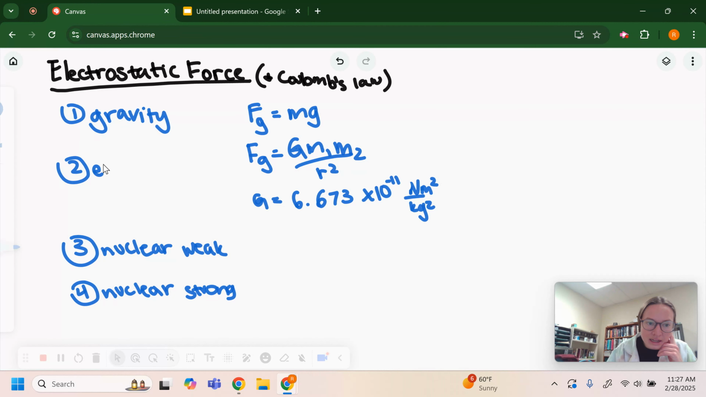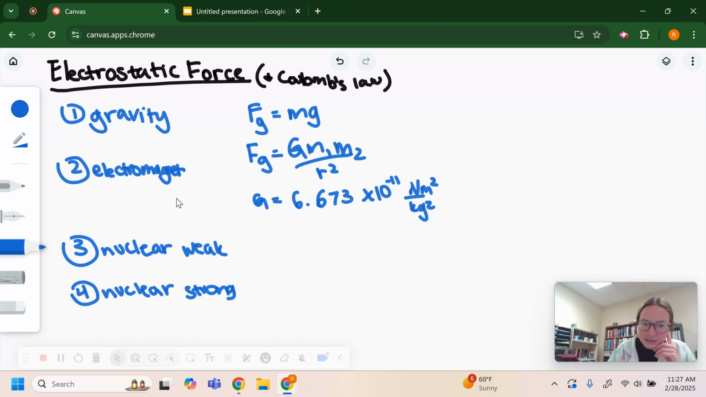It's the electromagnetic, I feel like the sloths in Zootopia.